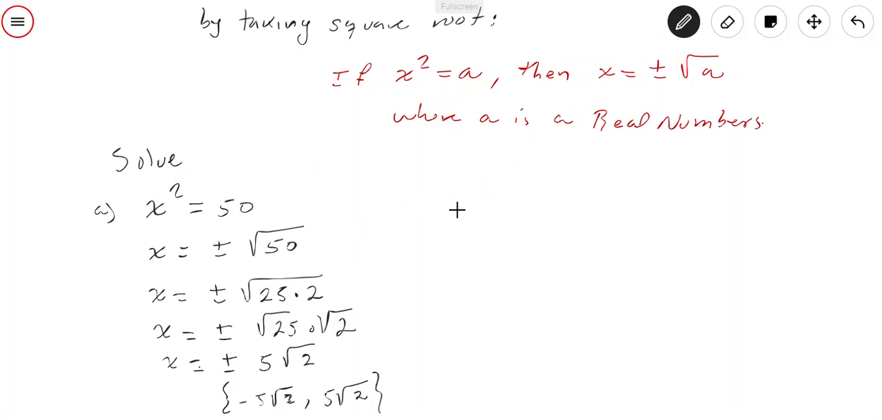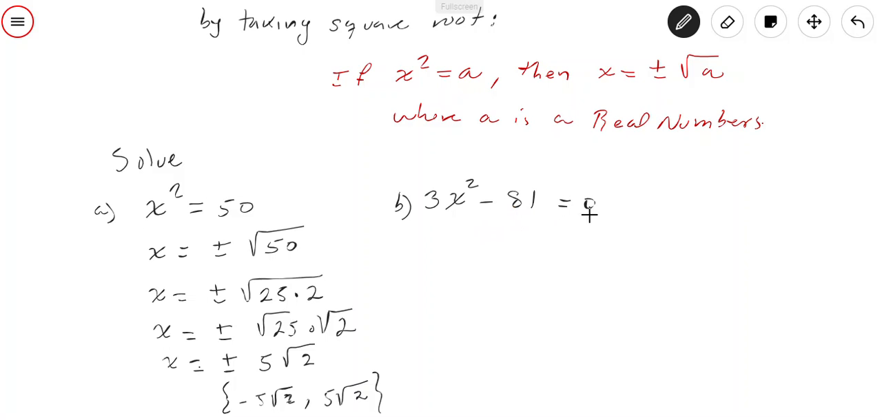So I can give an equation that looks like this one, for example: 3x squared minus 81 equals 0. And if I have 3x squared minus 81 equals 0, the easier way to solve this would be, of course, by taking the square root. So I will solve for x squared. I will isolate the x squared.